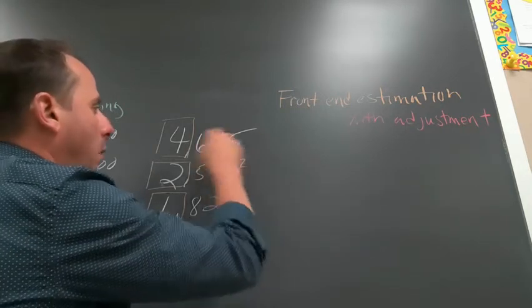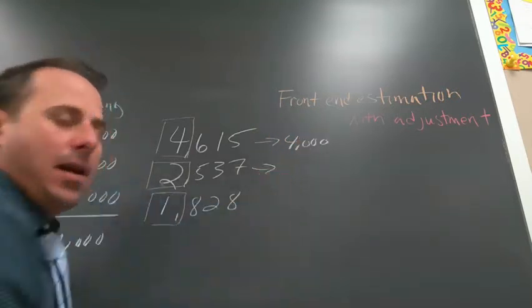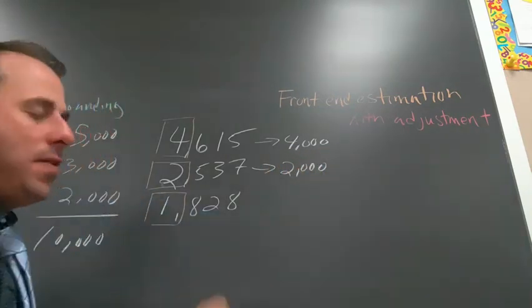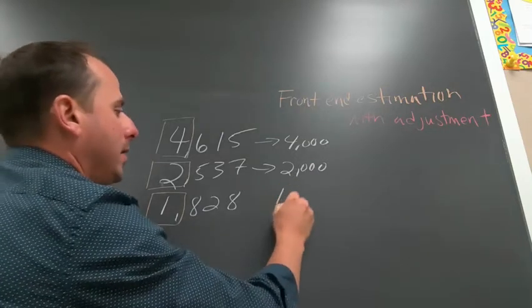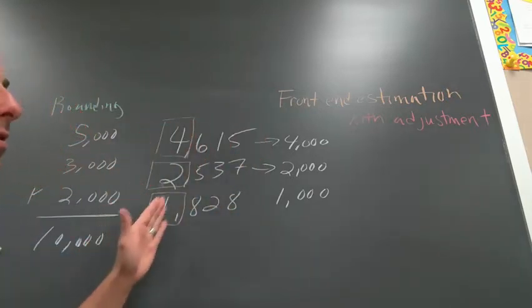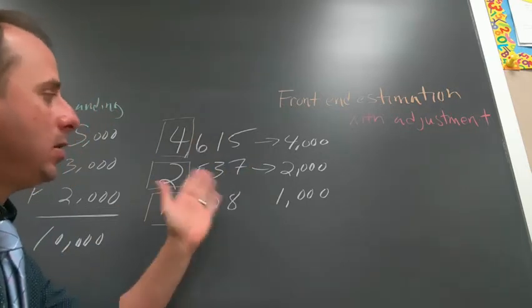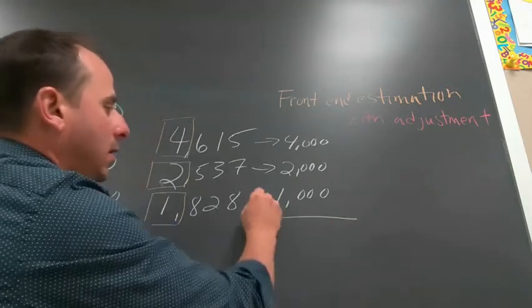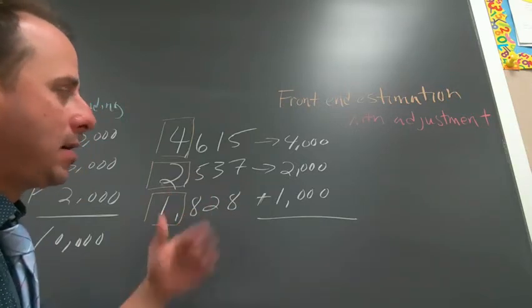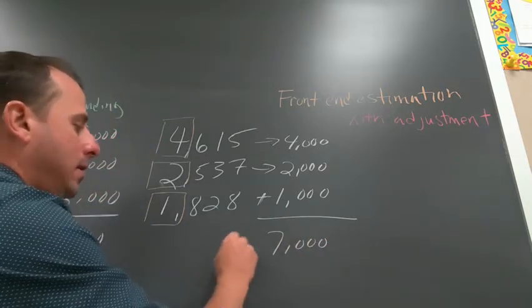Front-end estimation, 4,615 becomes 4,000. 2,537 simply becomes 2,000. And 1,828 becomes 1,000. In front-end estimation, step one is grab the first number, put everything else as zeros, and in this problem, we're trying addition. Just add these three new front-end estimates. So 4,000 plus 2,000 plus 1,000, that's 7,000. That's step one.